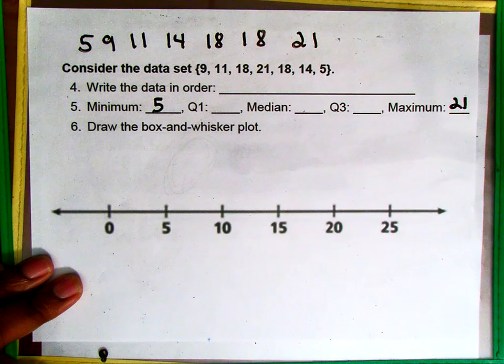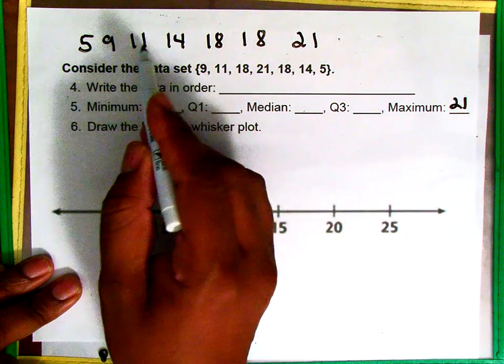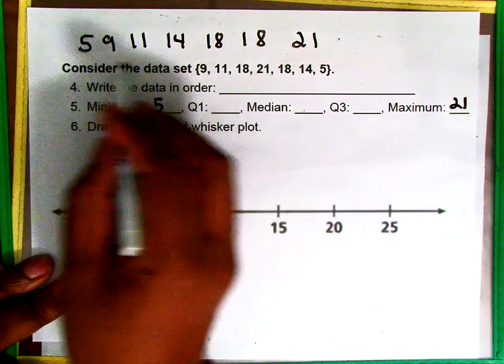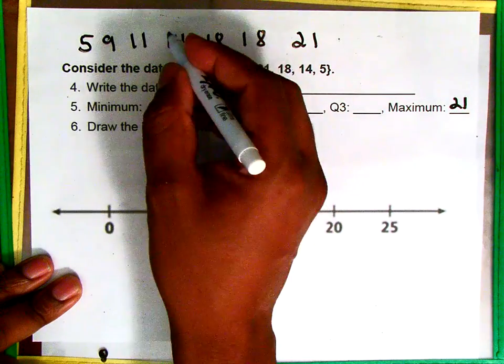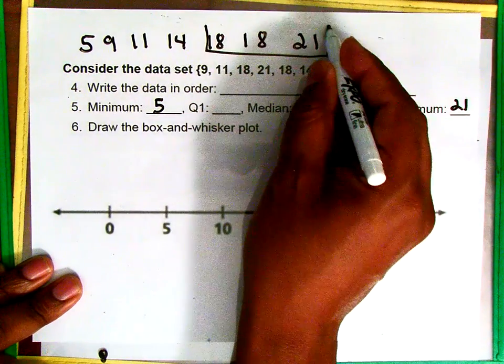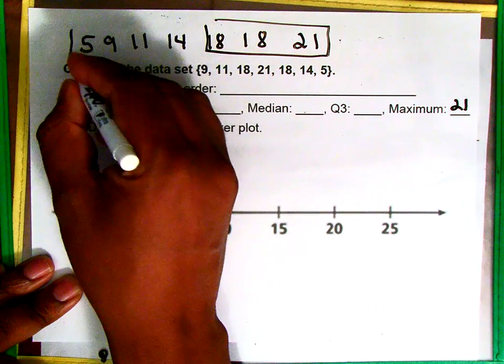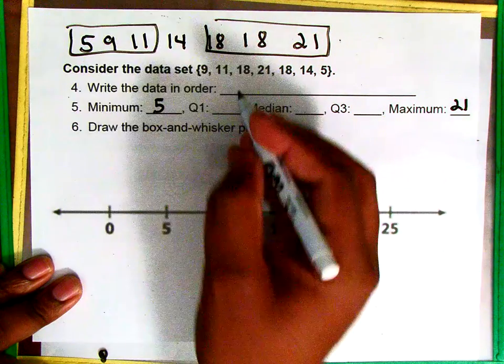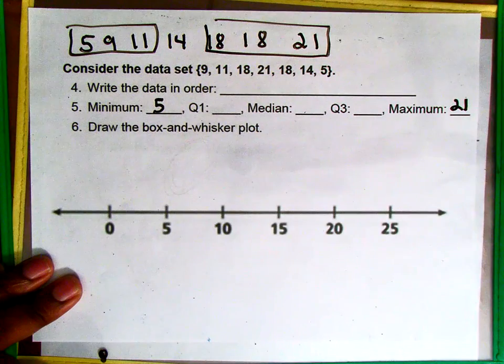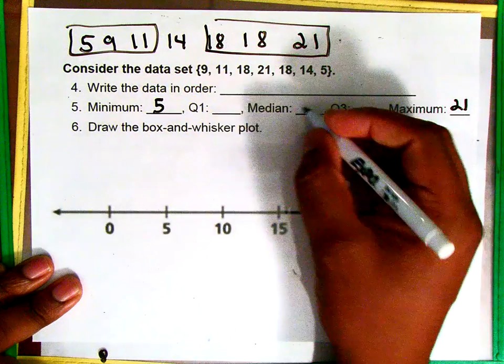Okay, so the next thing I'm going to do is find the median. Okay, so I'm going to count these numbers here. I got 1, 2, 3, 4, 5, 6, 7. So it's odd. So it's going to be the number in the middle by itself. So I'm going to box off this half here and box off this half here. And that's going to ID my median right here. So that's 14.